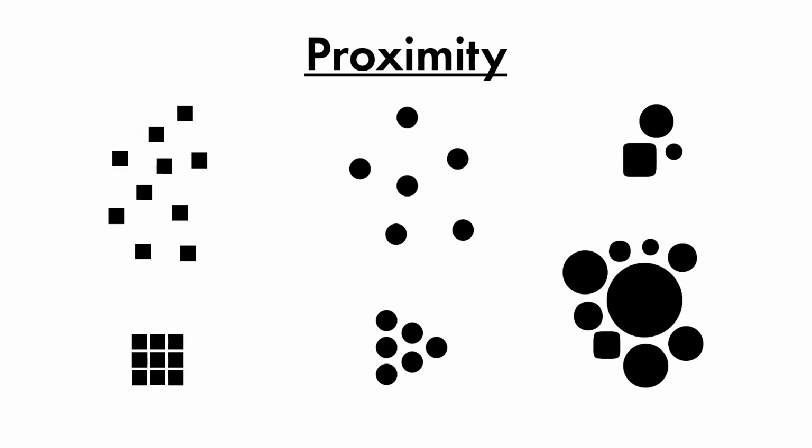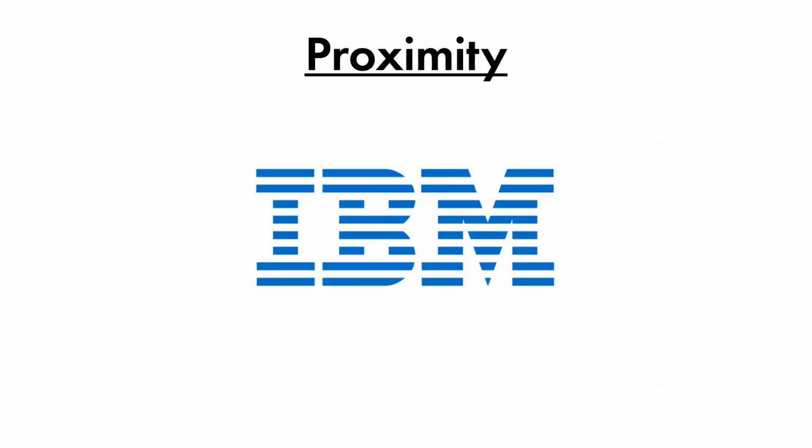Here are some more examples that illustrate the principle of proximity. Again, notice how once the different shapes are brought together, they appear to be one. A famous example of this principle in use is the IBM logo. By themselves, these blue horizontal bars are nothing but lines, but once put together, they appear to make the letters IBM, an iconic logo.